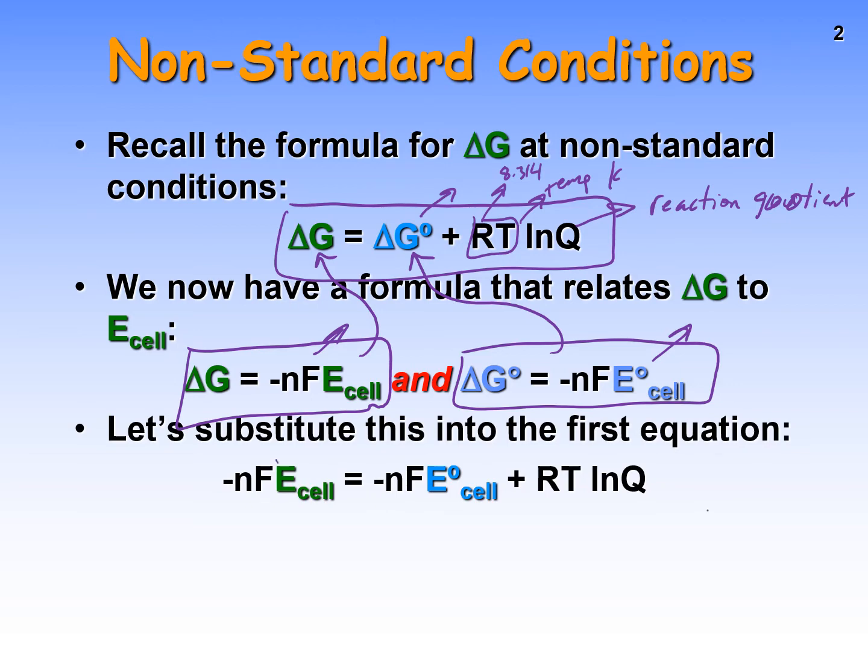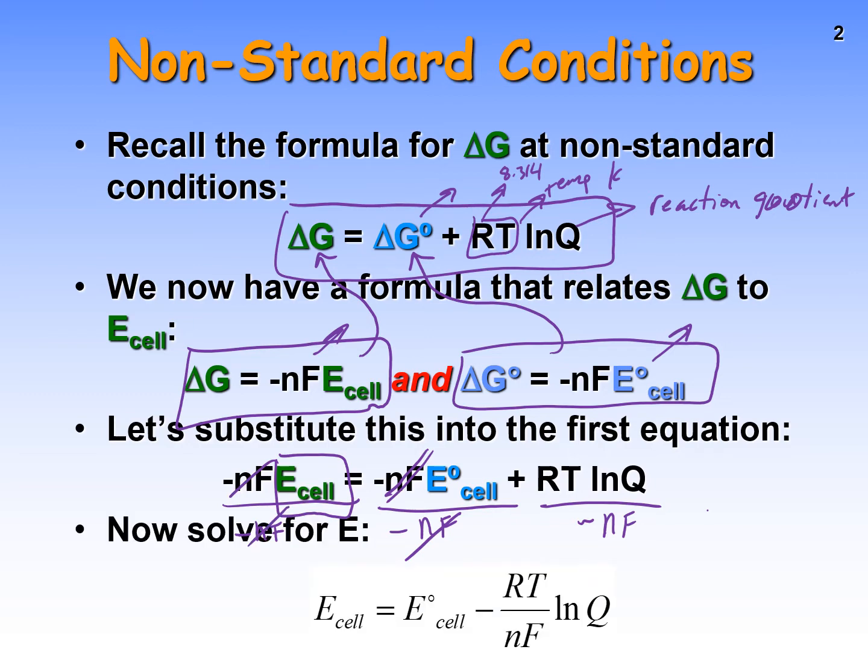Now, we usually want to get this guy by itself, so we'll divide both sides by negative nF. These two cancel, and these two cancel. And what we're left with looks like this. And this is known as the Nernst equation.